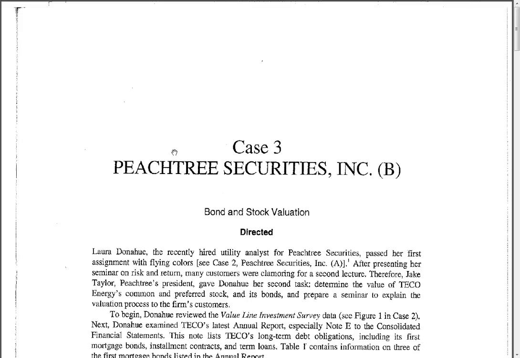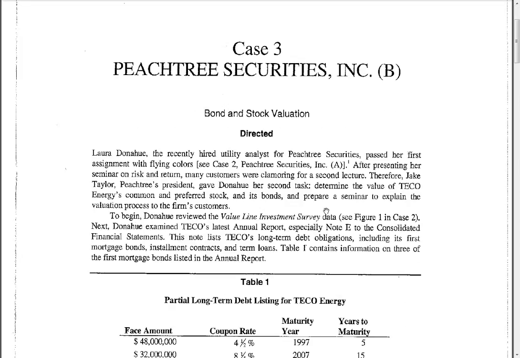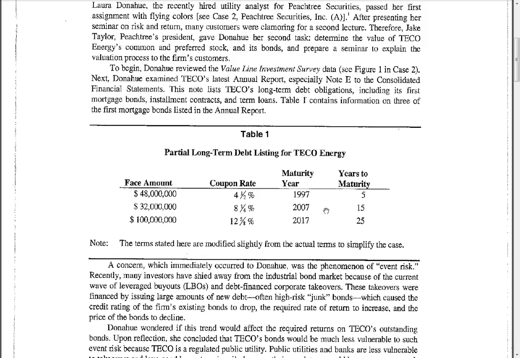Okay, here's case 3, bond and stock valuation. Make sure you pay attention to what I'm getting ready to say, because a lot of students get confused about the questions and which bonds they're asking about, and I'll explain that as I get to it. Also on table 1, this face amount, don't worry about it, just cross it off. You don't need that information for what we're doing.